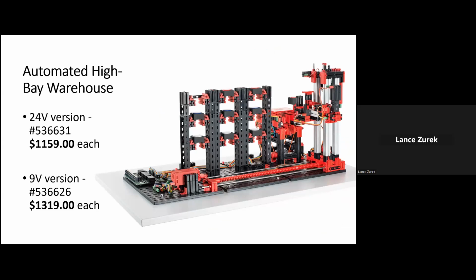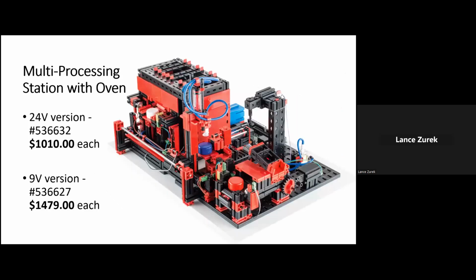The automated high bay warehouse, the 24-volt version, is available for $1,159 each. The 9-volt version is $1,319 per unit. The multi-processing station with oven in the 24-volt version is $1,010. The 9-volt version with the TXT controller is $1,479.